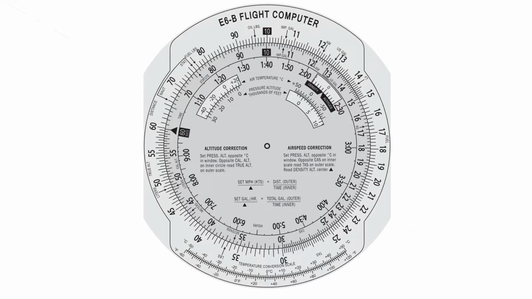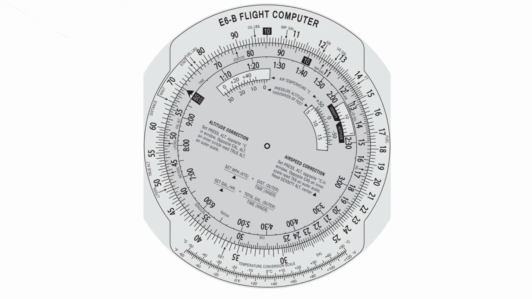So let's just do an easy example here. So let's say we are traveling 70 knots. So again, we have our speed here, and we line it up with the black triangle. So there we go. And the distance is going to be on the outer ring, and the time is going to be on the inner ring. So we are going 90 nautical miles, let's say. So we find 90, and we go to the inner, which is time, and that's 77 minutes.